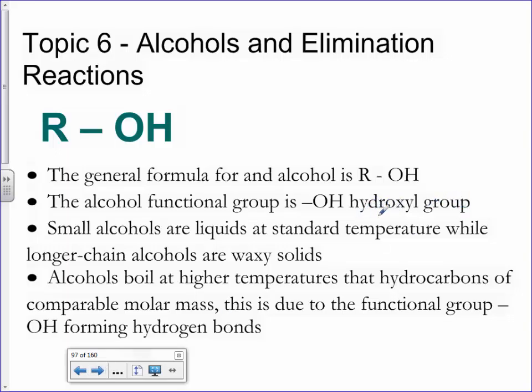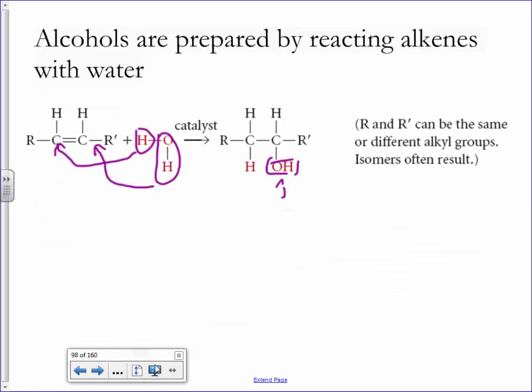I should go back to this slide. I want to use the right word from now on, because I've been calling it an alcohol functional group. Although it does make an alcohol, the official term for it is called a hydroxyl. Does that slide make intuitive sense? You can look at that and go, yeah, that totally makes sense as to how you'd make an alcohol.